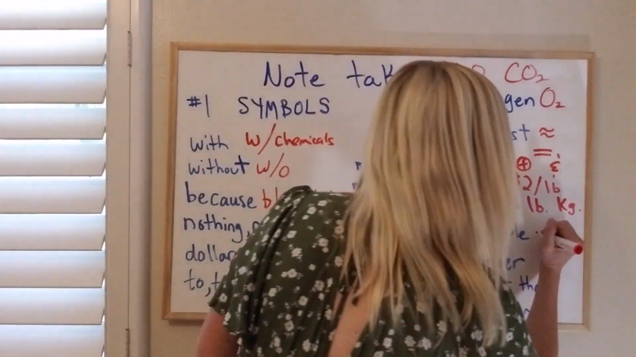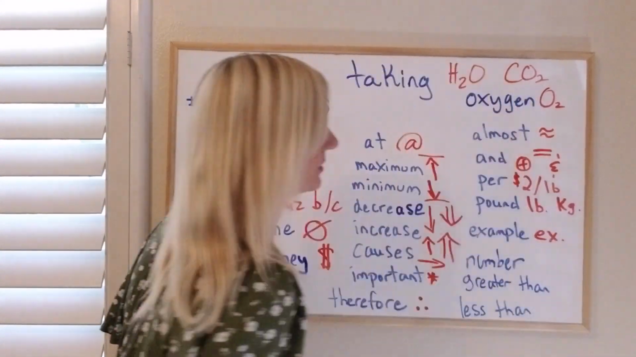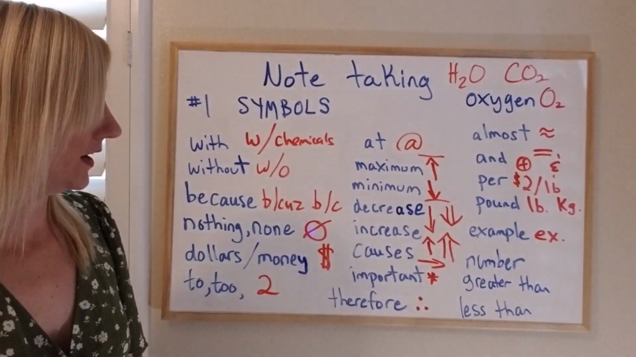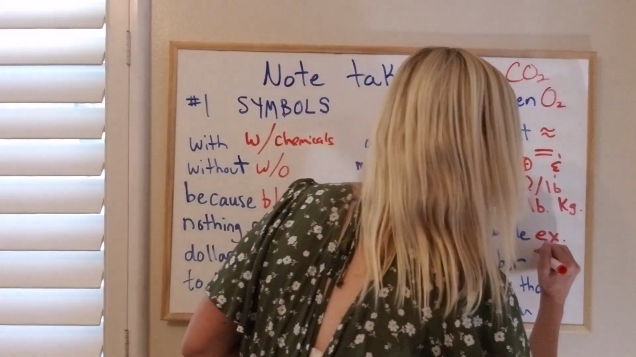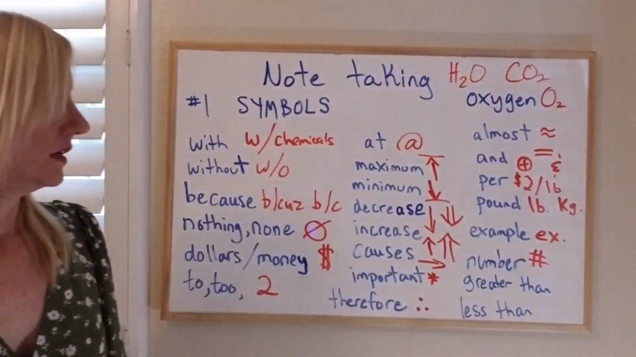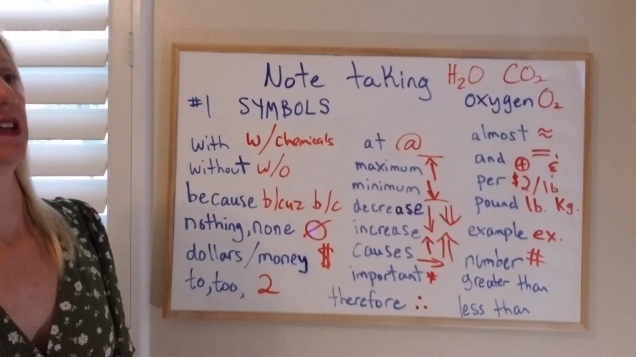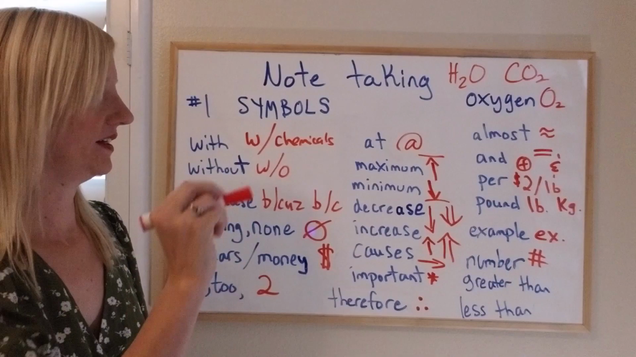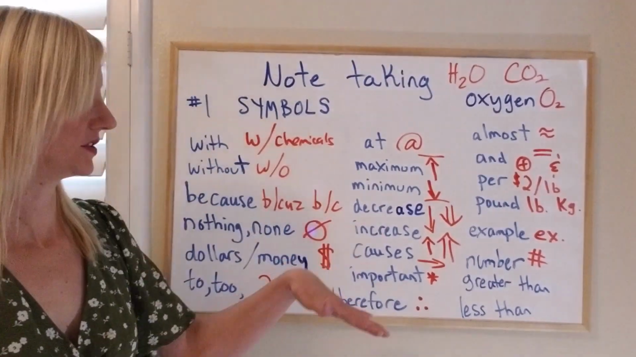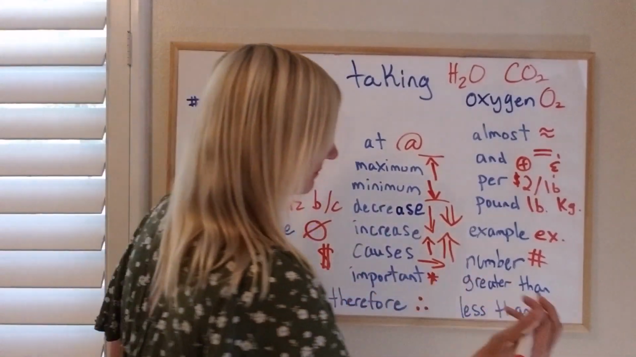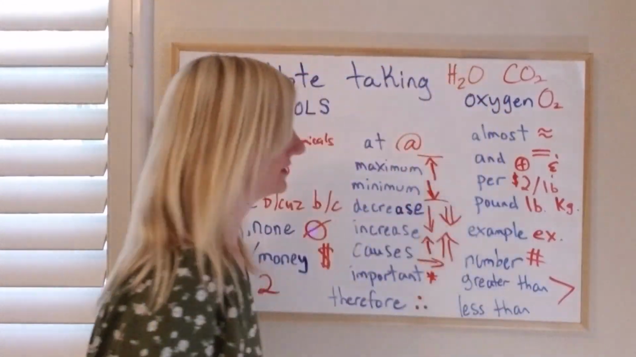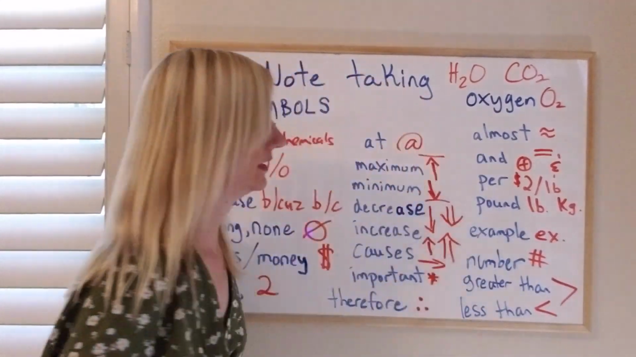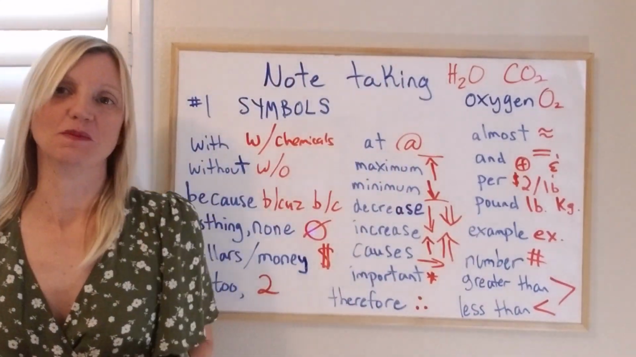For example, some people put EG. I personally have always put EX. So I think EX works just fine. Number, I use the pound sign. Okay? The number of goats is increasing. I would put the, and then the pound sign, goats, the word, and then an arrow up for increasing to put those together. Greater than, I'm again back in math class. 10th grade math, we use that symbol. Greater than, less than. Again, throwback to high school math.